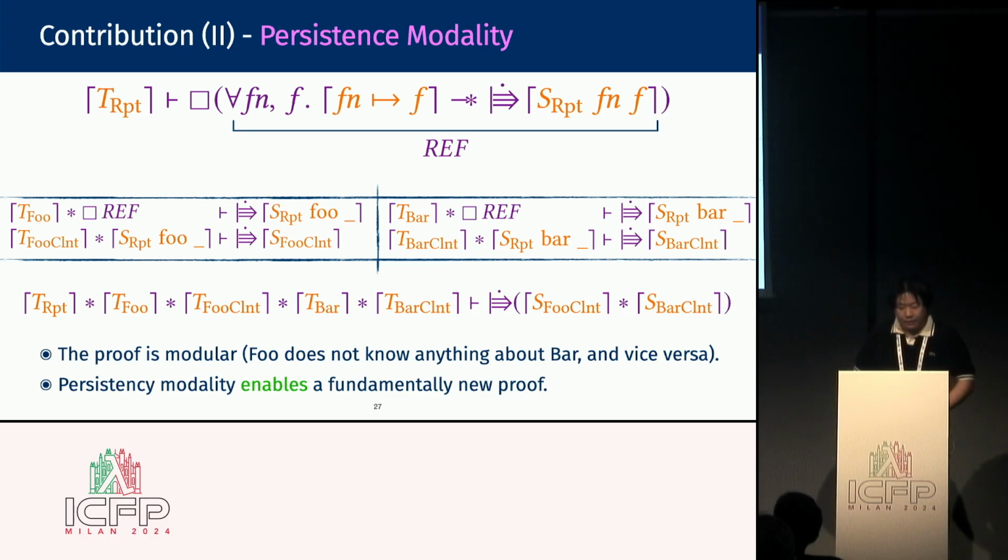One thing to note here is that the proof of foo and bar is completely modular. Foo does not know anything about bar, and bar does not know anything about foo. This is a proof that is newly enabled by persistence modality.